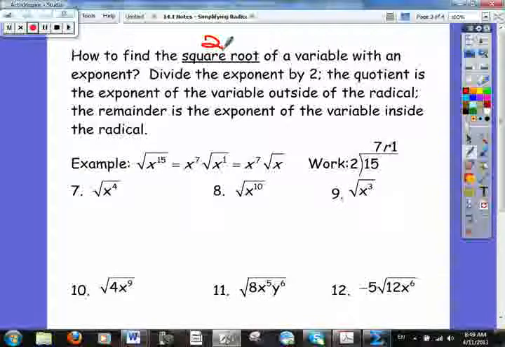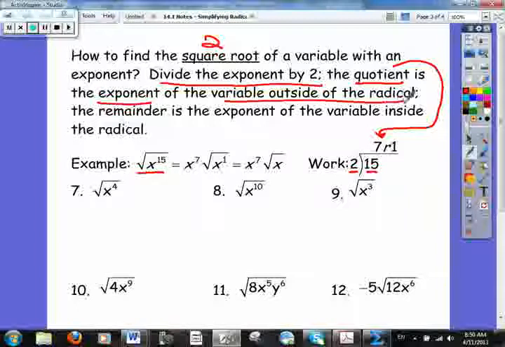So to find the square root of a variable with an exponent, for example, the square root of x to the 15, I am going to divide the exponent by 2. So over here, 15 divided by 2. The quotient, in this case my 7, is the exponent of the variable outside of the radical. So 15 divided by 2 is 7, so x to the 7th comes outside of my radical.